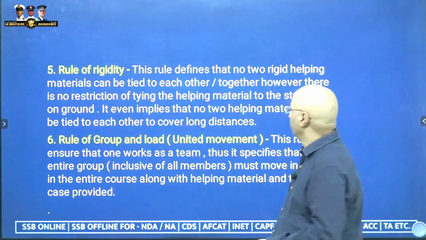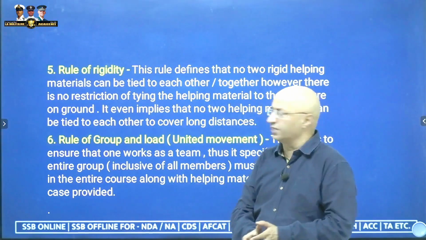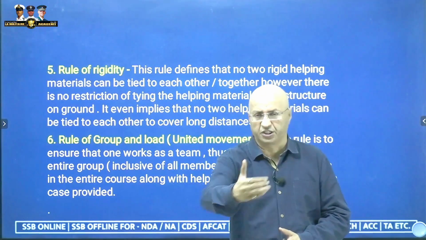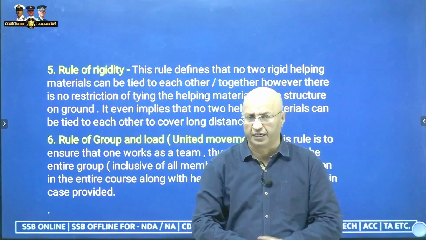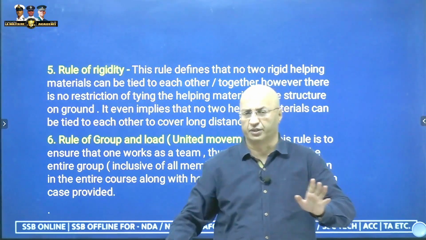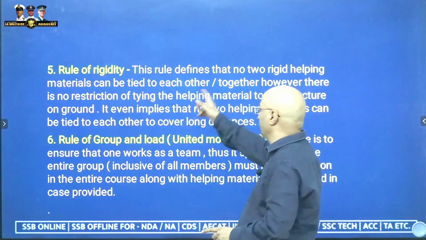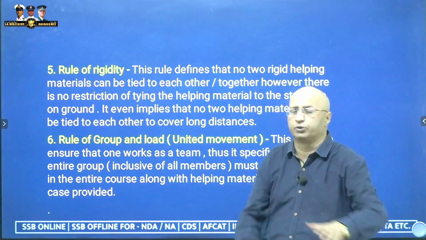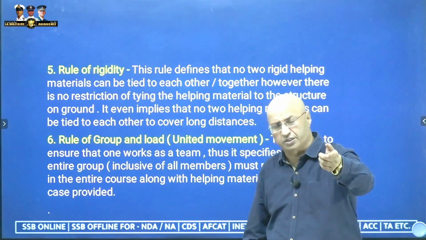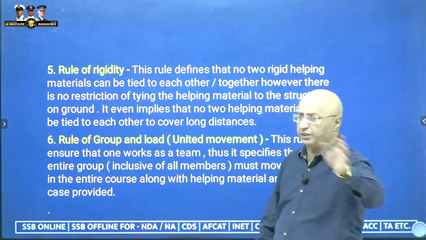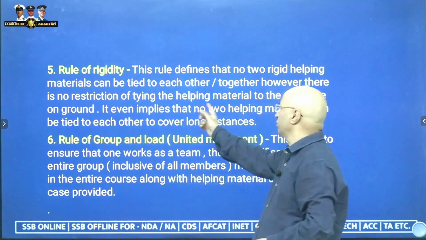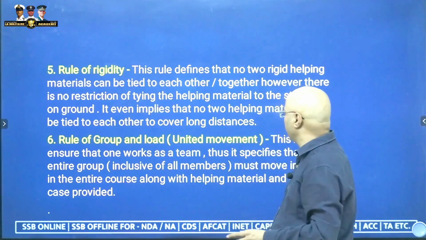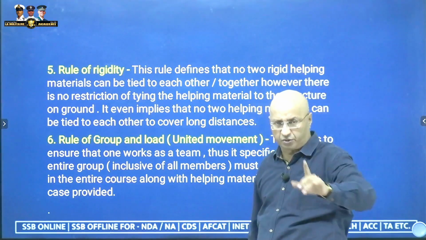Rule of rigidity. The rule defines that no two rigid helping materials can be tied to each other. Now, there are some people who will take a plank which is 6 feet and a bully which is 7 feet and tie them together and say the entire distance is covered. No, they tell you helping materials cannot be tied to each other. That means one place you can use this, the other place you can use that, but they cannot be tied to each other. They can be tied to the structures given there, but not to each other. However, there is no restriction on tying to the structure on the ground. Understood? He even implies that no two can be tied together to cover a long distance. Now in the long distance you've done it wrong.